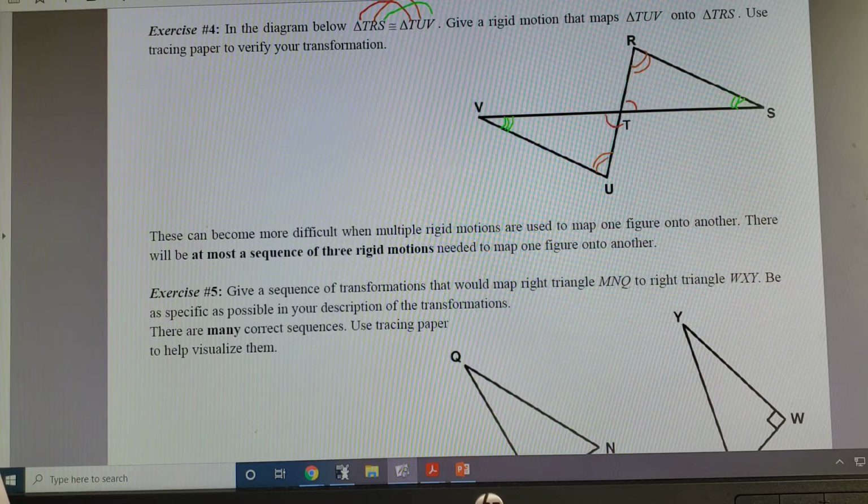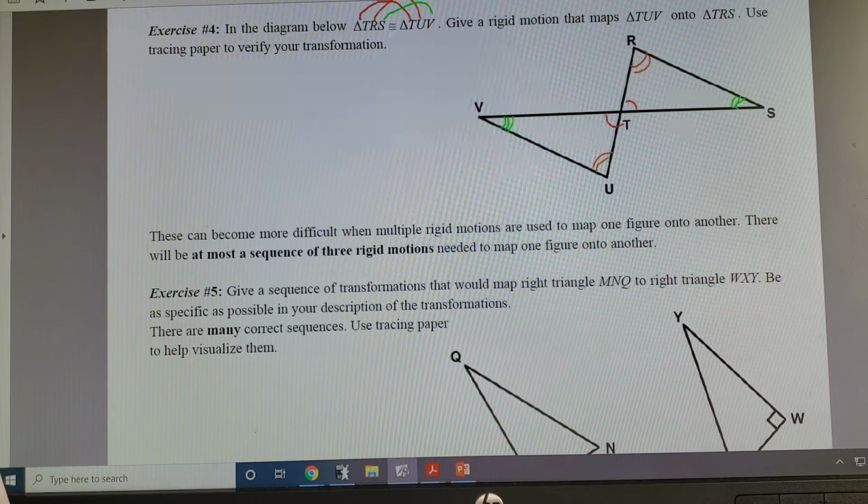Alright, give a rigid motion that maps triangle TUV onto TRS. Use tracing paper to verify your transformation. Casey, you're already on a roll.